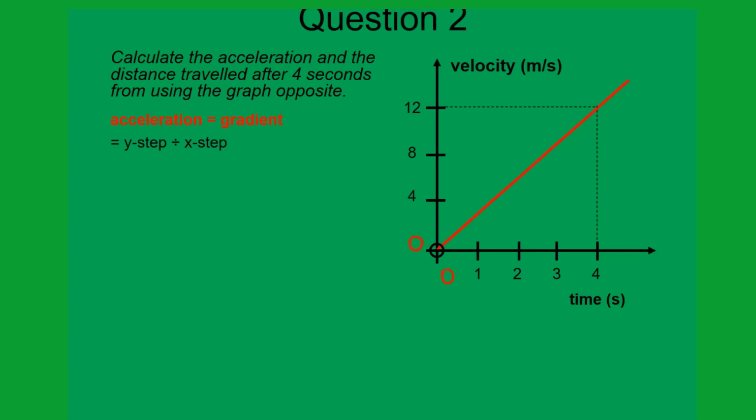So gradient is y step divided by x step. Where y step is final velocity 12 and initial was 0, so 12 minus 0, and final time 4 and initial was 0, so 4 minus 0. So 12 divided by 4. Acceleration equals 3 meter per second square.